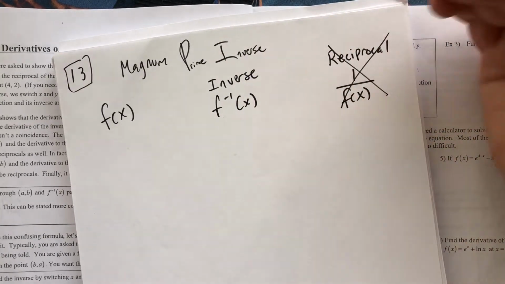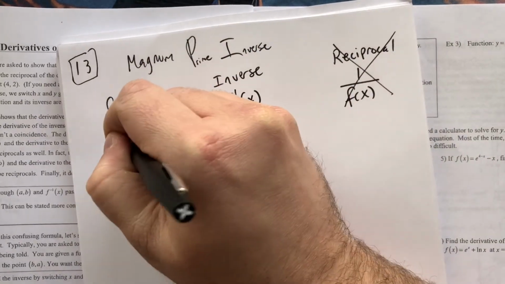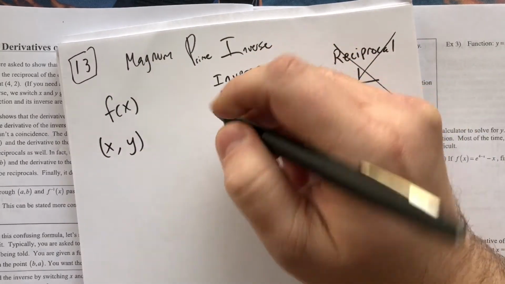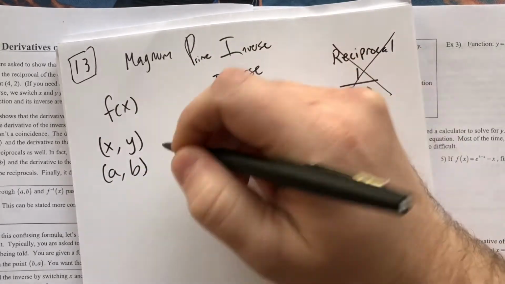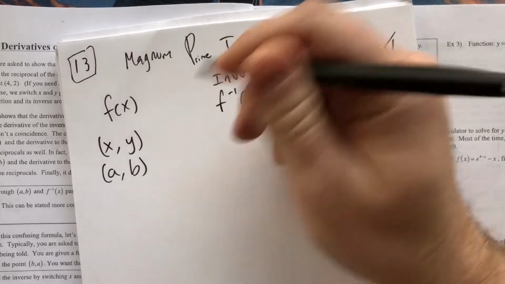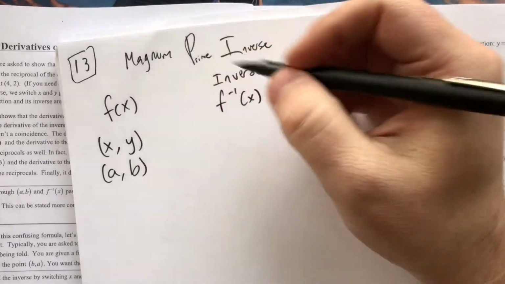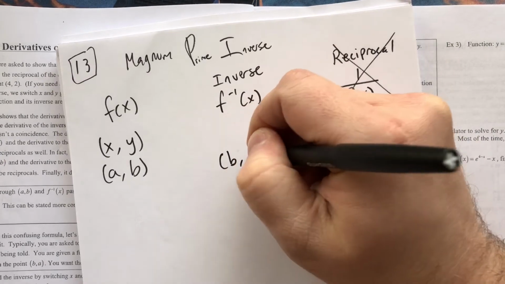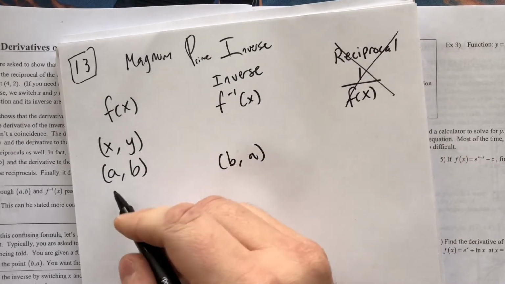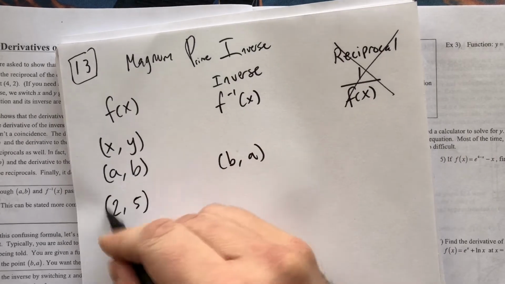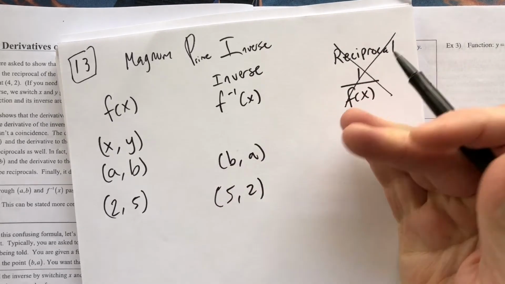So what's the definition of an inverse? Let's say there's some function where we have x comma y, and any x comma y we could call a, b. The inverse literally takes x and y: every x turns into a y, every y turns into an x. So the inverse would look like this, b comma a. If I know that a function has 2 comma 5, then I know its inverse has 5 comma 2. That's the definition of an inverse.